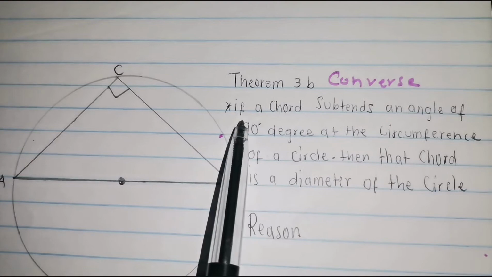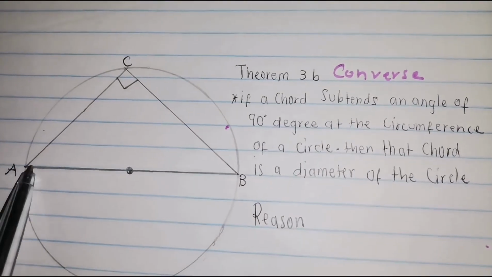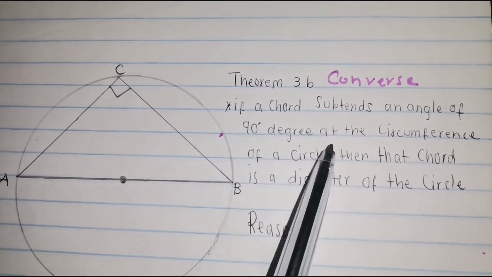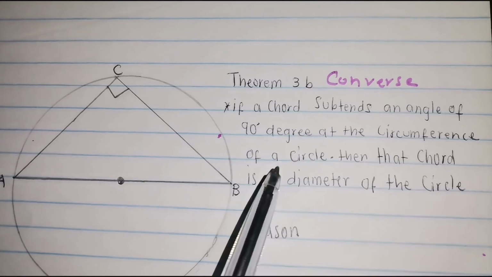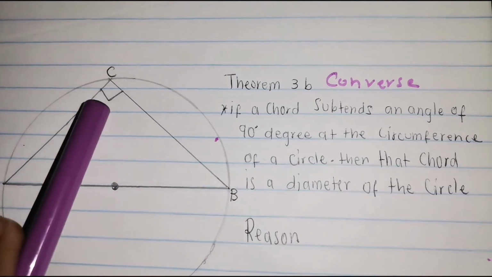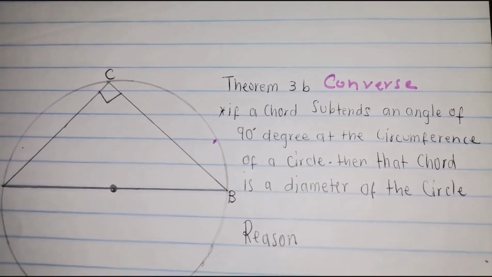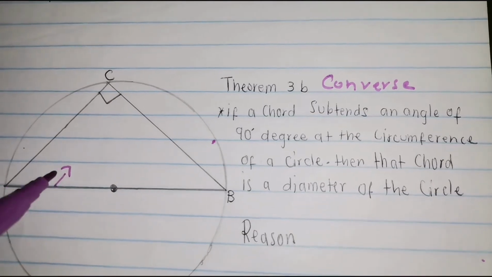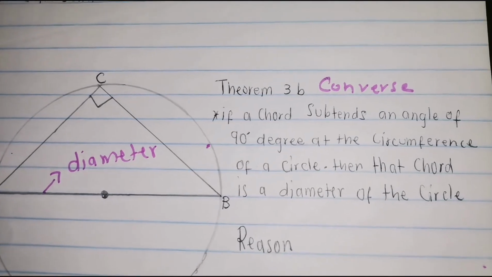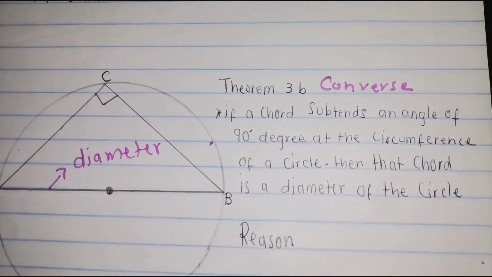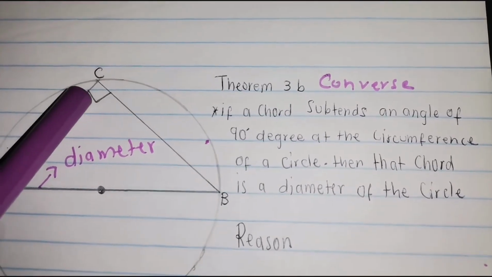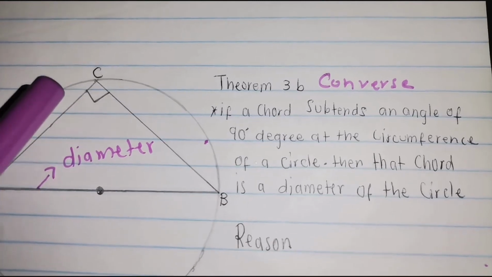So it says that if a chord subtends an angle of 90 degrees, this is a chord AB, it subtends an angle 90 degrees, or it makes an angle equal to 90 degrees at the circumference of a circle, then that chord is a diameter of the circle. That means if this chord makes an angle equated to 90 degrees, this chord is our diameter. It is a diameter if it subtends an angle equated to 90 degrees.